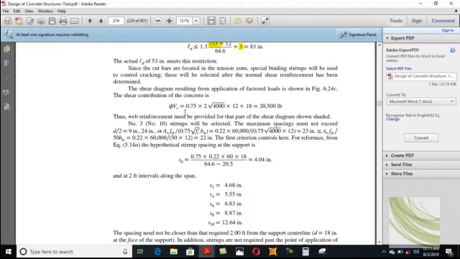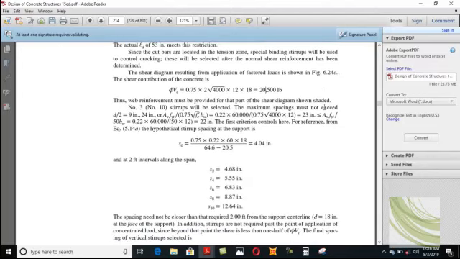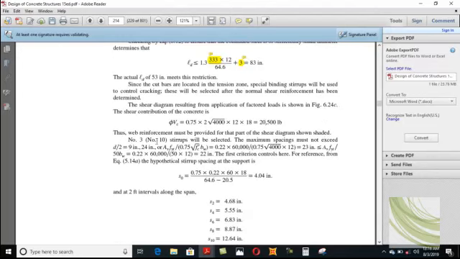First of all, they calculate the shear strength of the concrete, that is φVc with φ = 0.75. That is a well-known formula to find the shear strength of the concrete, and it is 20.5 kip. Now the web reinforcement must be provided for that part of the shear diagram shown shaded. Number 3 stirrups will be selected. The maximum spacing must not exceed d/2. Now you have to design the shear reinforcement.